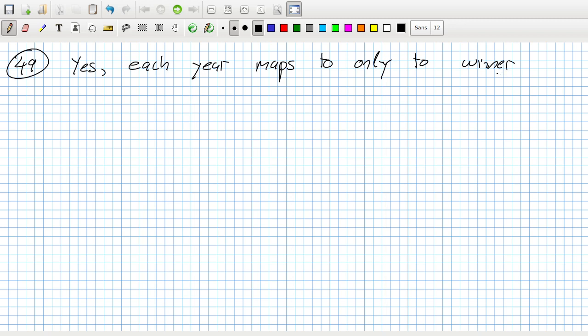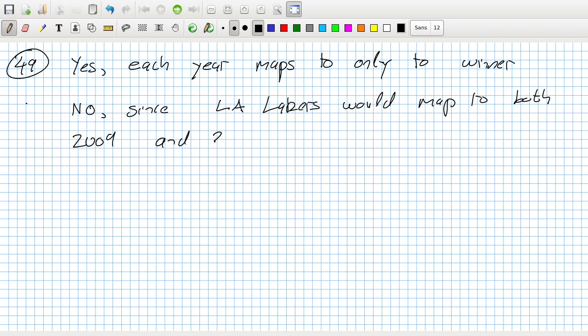Consider the relation where the domain values are the winners and the range is the corresponding years. Is this a function? Now this one is going to be a no, since, for example, I can see here the LA Lakers would map to both 2009 and 2010. In maths, you just need one counterexample to show that something is not true, because one failure is enough to show that it's false.